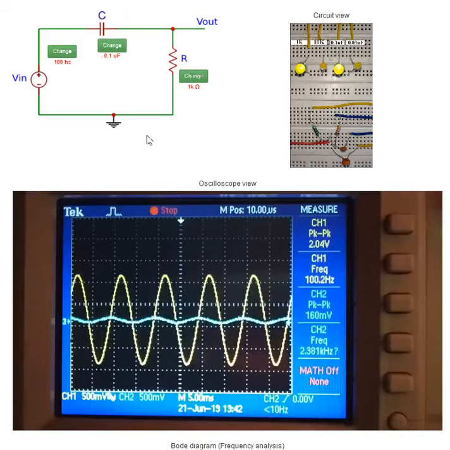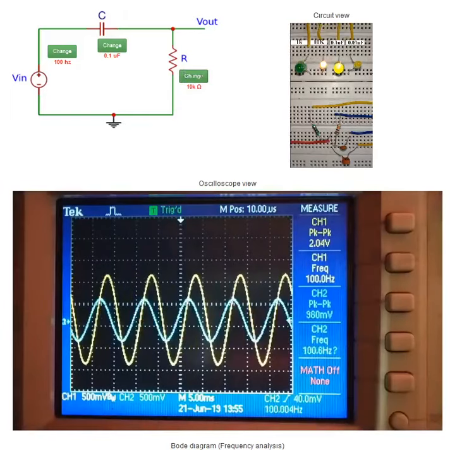Now as the resistance is changed to 10 kΩ, the cutoff frequency of the filter reduces to 159 Hz. Since the input signal frequency of 100 Hz is closer to the cutoff frequency, the output signal amplitude increases to 960 mV and the phase shift between the output and input signal reduces.